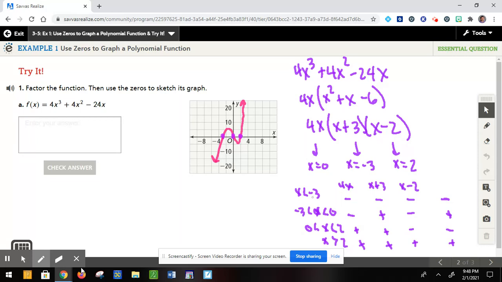I did the chart with the 4 intervals. I figured out what the sign would be for a number in that interval for each of the factors, and then got the product. So this is really the part that's going to tell you whether it's above or below. So the first interval is below, then it's above, then it's below, then it's above. And then I drew my curve in that way through those zeros. All right, let's take a look at the next one.